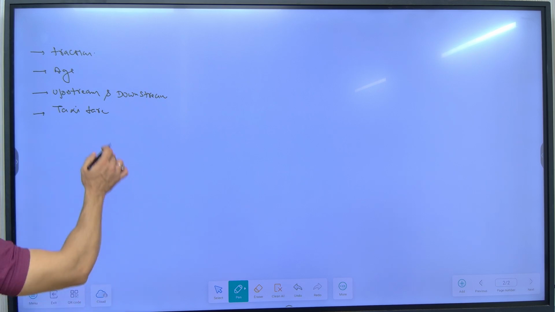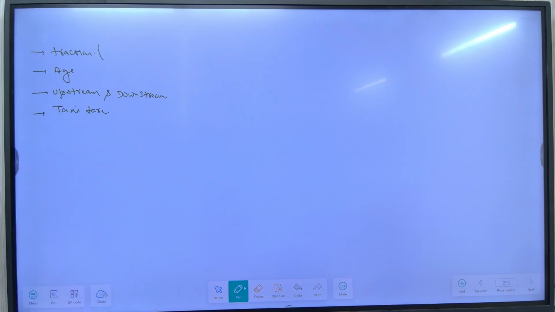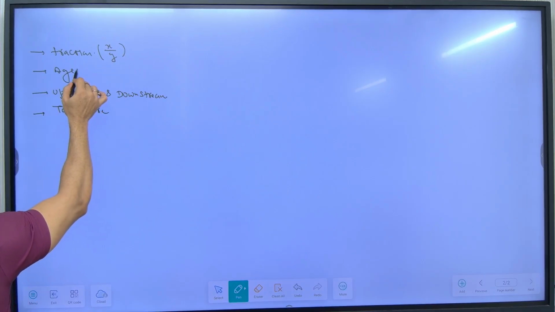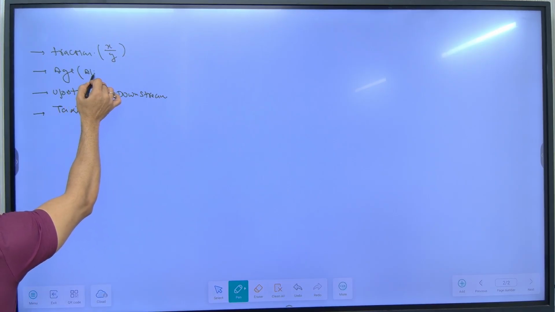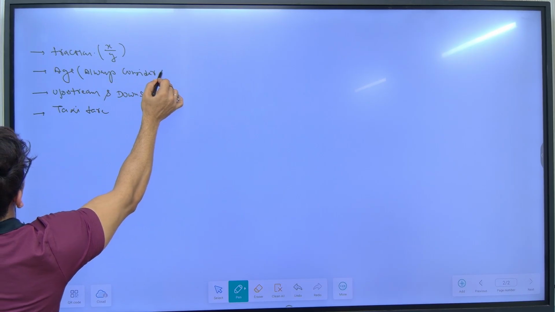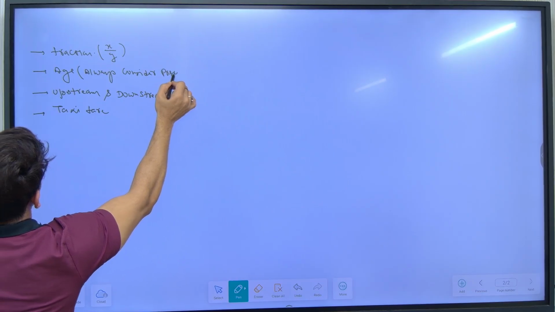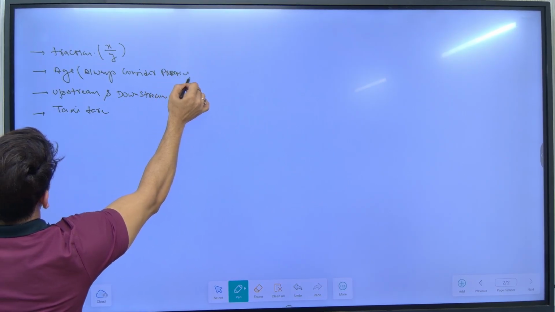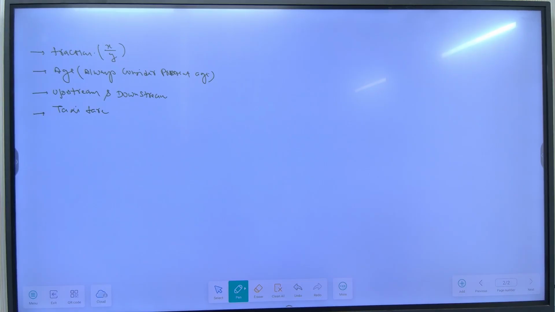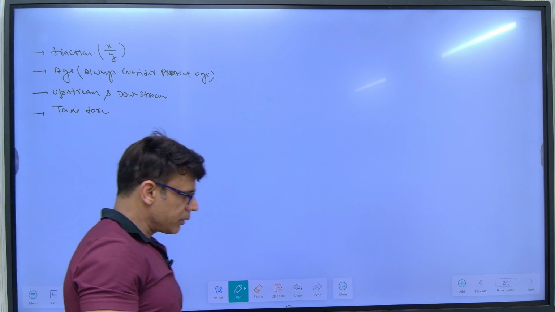So in fraction problems we say that there is a fraction, when 2 is added to the numerator and 3 is added to the denominator, the fraction becomes this much, right? Always consider your original fraction as x and y. In age problems, always consider percentages. Don't go to the past age of each other. Upstream, downstream we will do, and the remaining we will also do.